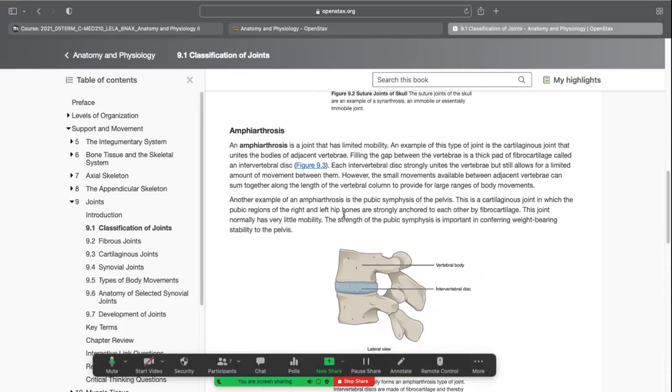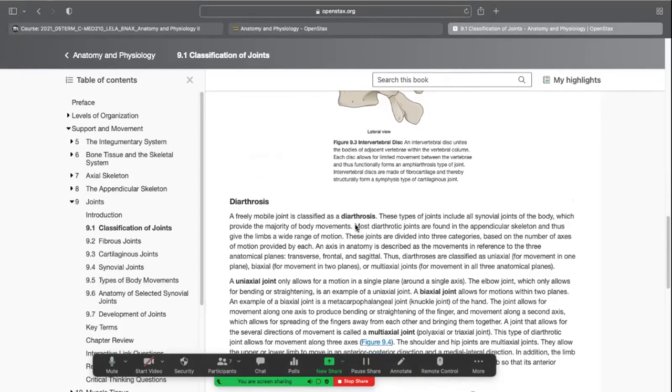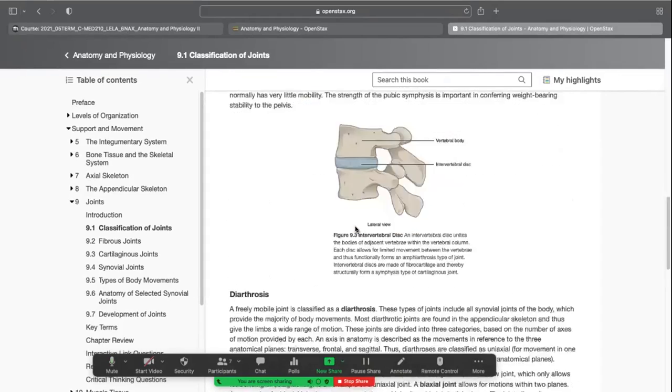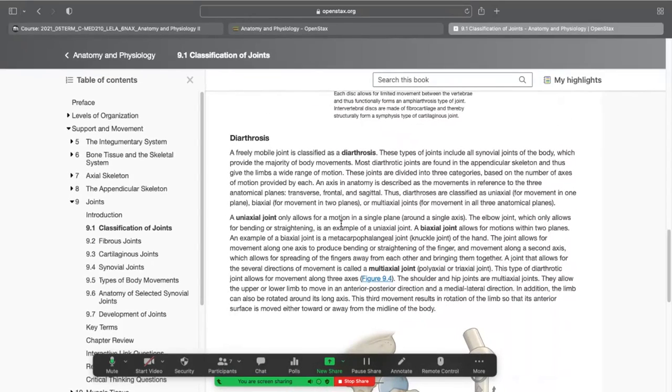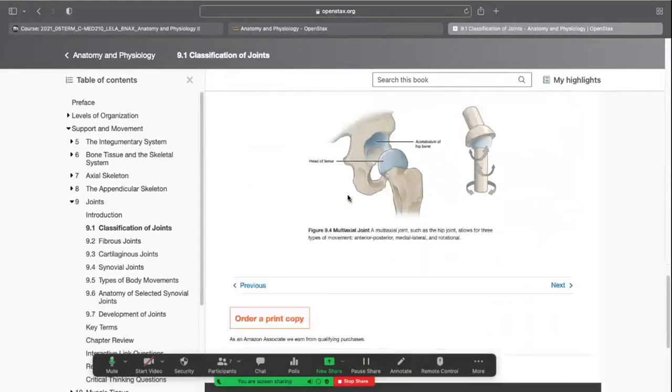Now, the middle ground is your amphiarthrosis, hence the prefix amphi. Like something that's amphibious is neither water nor land. It's both. So amphiarthrosis has limited mobility, like your intervertebral disc, right? Now, diarthrosis is a fully movable joint, also known as a synovial joint.